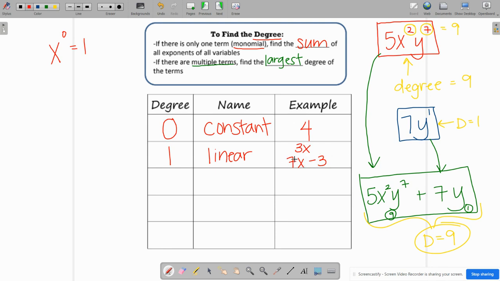So if I were to name this, this would be a linear binomial. This one would be a linear monomial because it only has one term. Up here, this would be a constant monomial because there's only one term.